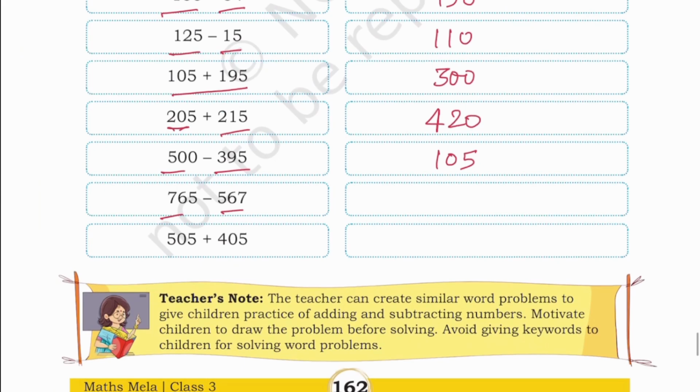567 subtracted from 765: if it is 565, then you will get 200, but 2 is more, then you will get 198. Similarly, 505 plus 405, you will get 910.